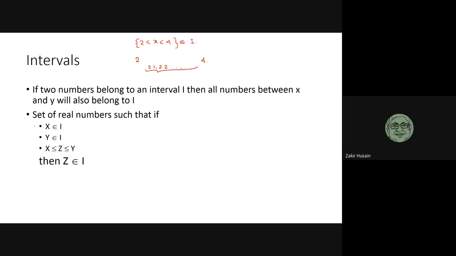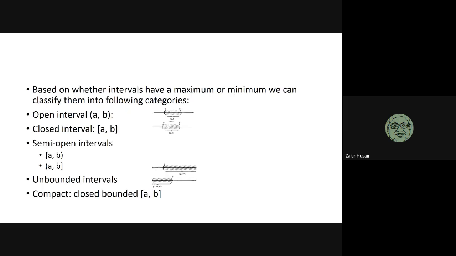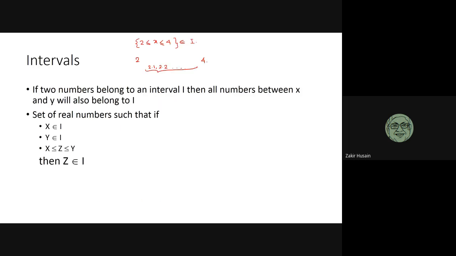Okay, so we can write this in mathematical notation that x belongs to an interval I, y also belongs to I, and we define z as lying between x and y. So x can be 2, it starts from 2, it ends at 4. So in that case, z will also belong to I. It will belong to this interval.